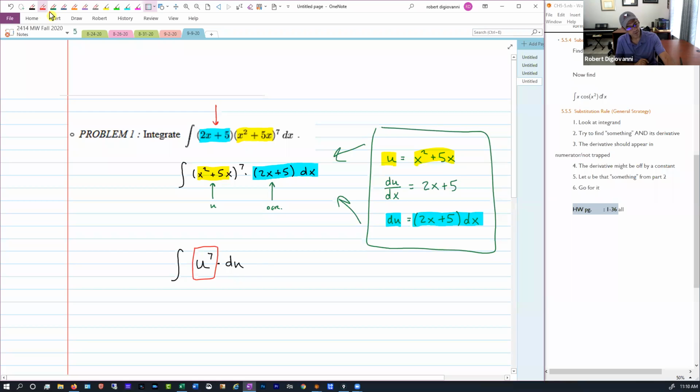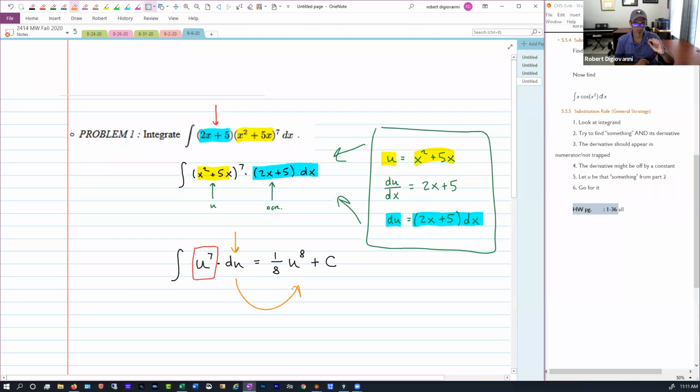This is just 1/8 u to the 8th plus some constant. I've had many students ask me this in this class and the other class: what happens to the du? Where does that du go over here? And the answer is it doesn't go anywhere.